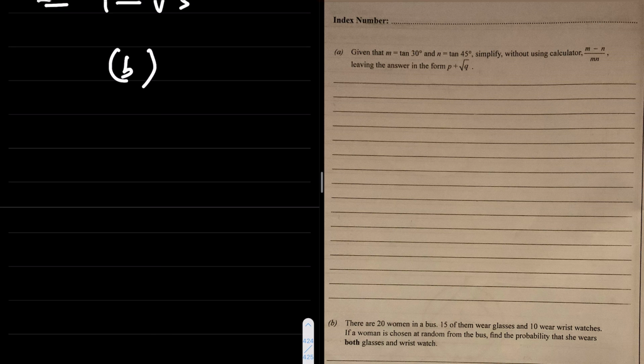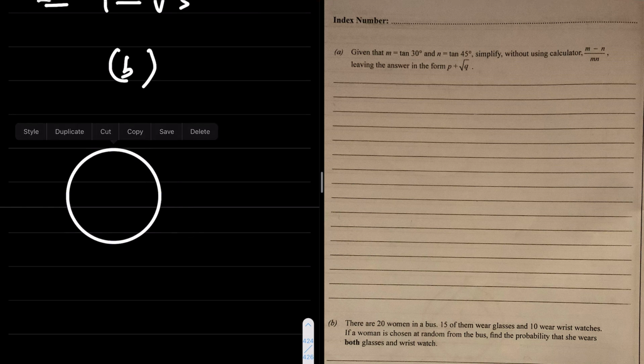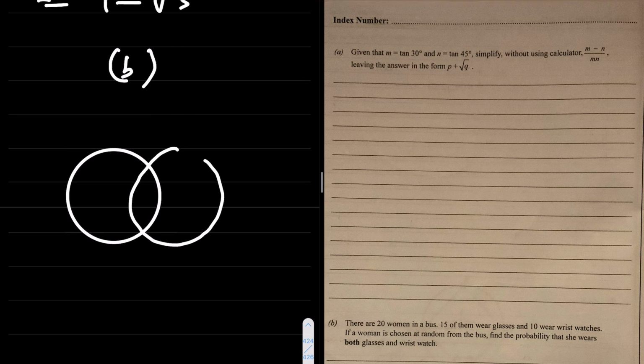What's b? There are 20 women in a bus. 15 of them wear glasses, and 10 wear wristwatches. If a woman is chosen at random from the bus, find the probability that she wears both glasses and wristwatch. Let's represent that in a Venn diagram.